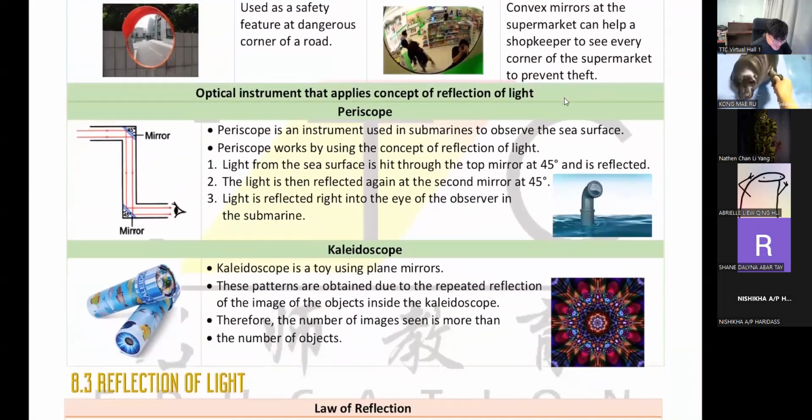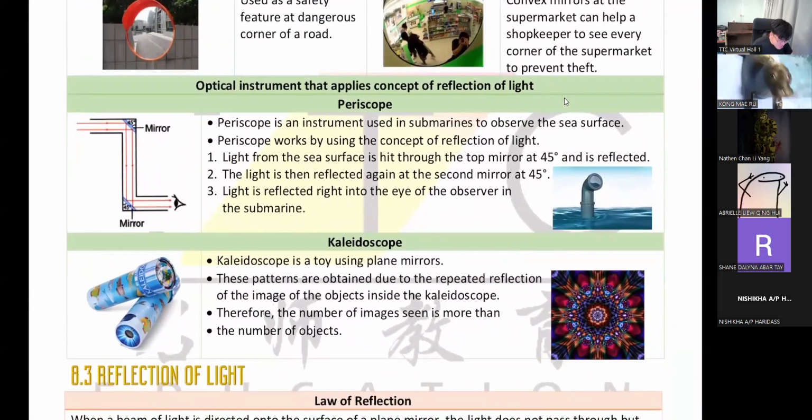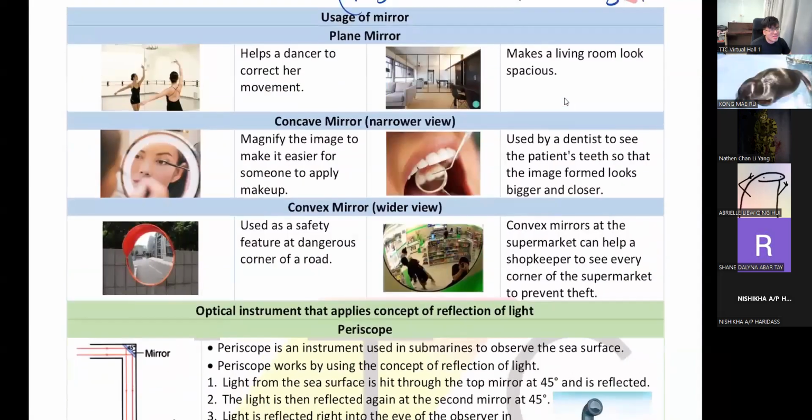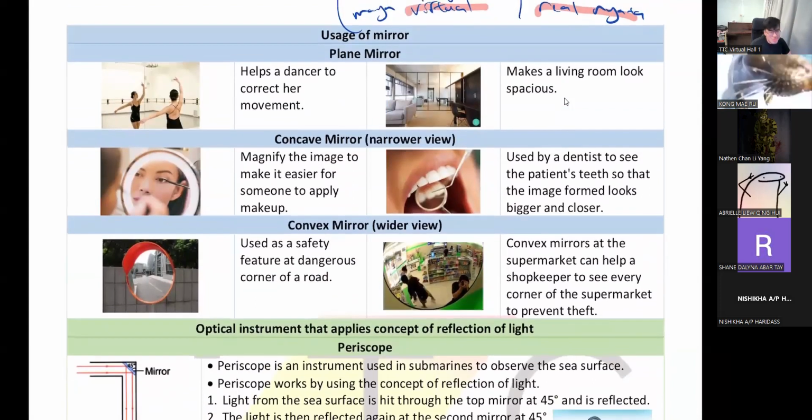Right, so guys, where do we apply this? We put it in periscopes, we put it in kaleidoscopes. You feel a bit dizzy, is it? Yeah, I do too. I know what you mean, Abraham, because my sister has one and it makes you look really dizzy.